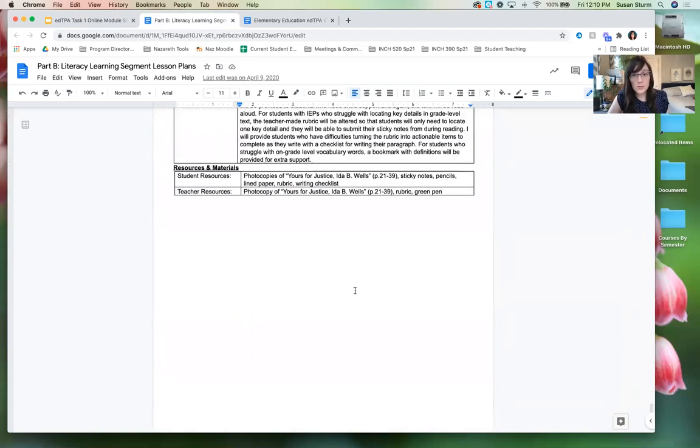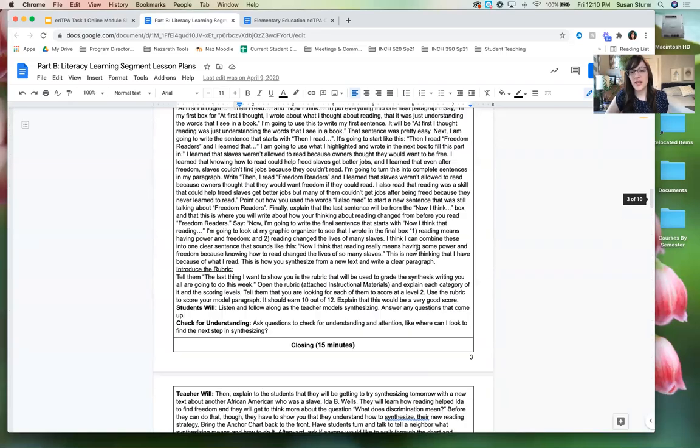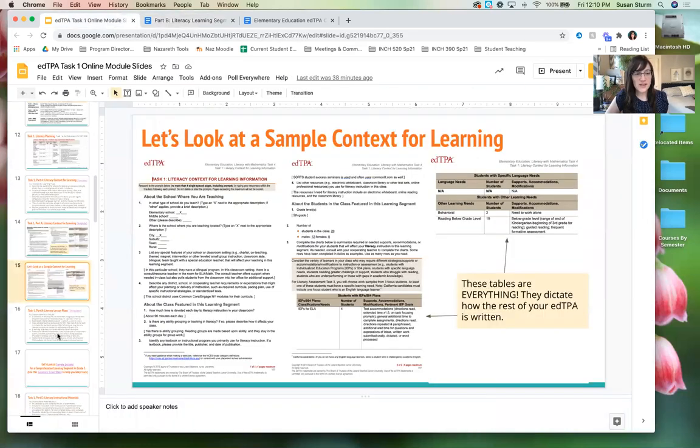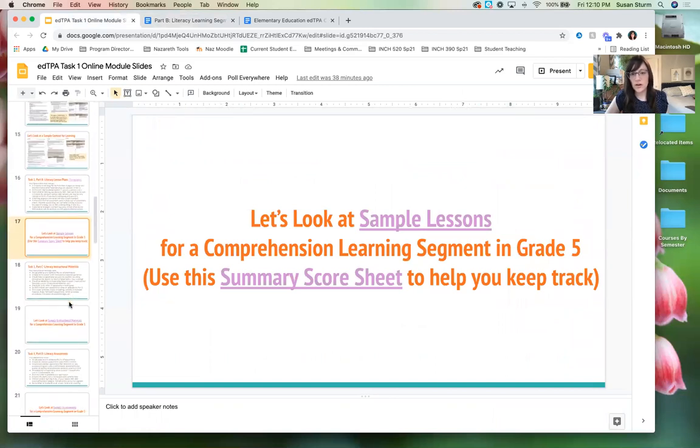So those are her 3 lessons, and you can see she's at 10. She had 12 possible pages. She used all 4 for lesson 1, and then I think 3 and 2. So she's well below the 12-page limit for the lesson plans. So that is a close look at the sample lessons for this segment.